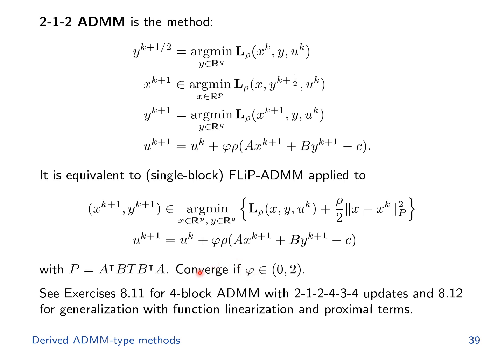And this idea can be generalized to deal with 4-block ADMM, where 2 of the 4 blocks are strongly convex blocks with optional linear constraints. And that 4-block ADMM problem can be solved with a 2, 1, 2, 4, 3, 4 sequence of updates. And there are 2 exercises that describe these methods, as well as their generalization to include function linearization and proximal terms.